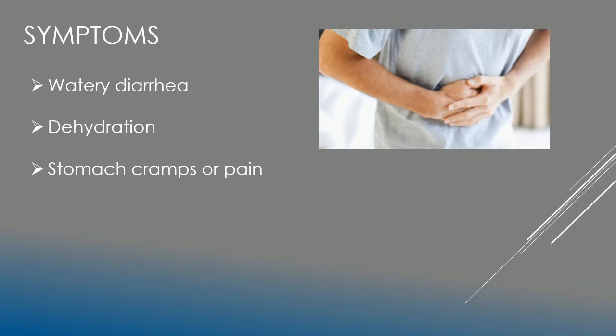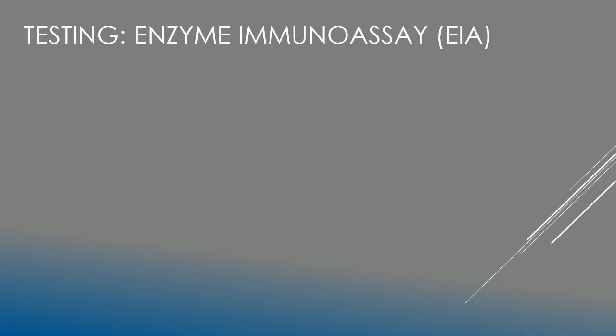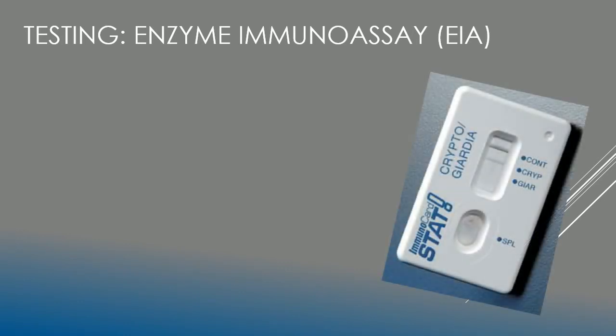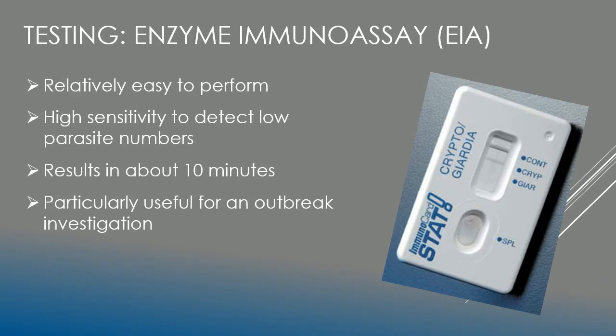One of the most commonly used test methods is the enzyme immunoassay, which makes use of a diagnostic kit. It is relatively easy to perform, has high sensitivity to detect low parasite numbers, and provides results in about 10 minutes. The EIA method is particularly useful as a screening tool for an outbreak investigation.